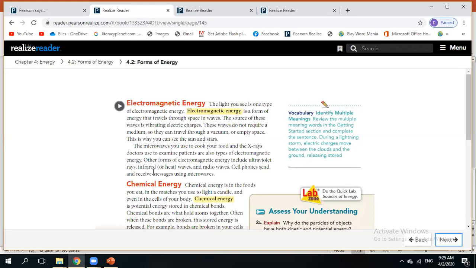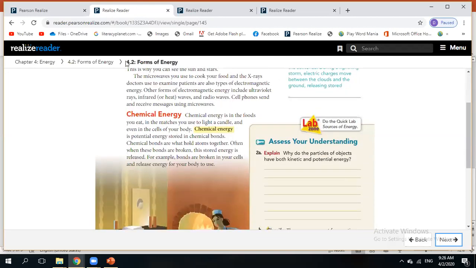The last kind is chemical energy. Chemical energy, in brief, is the energy stored in chemical bonds. So it's a form of potential energy. So what is chemical energy? Chemical energy is the potential energy stored in chemical bonds.